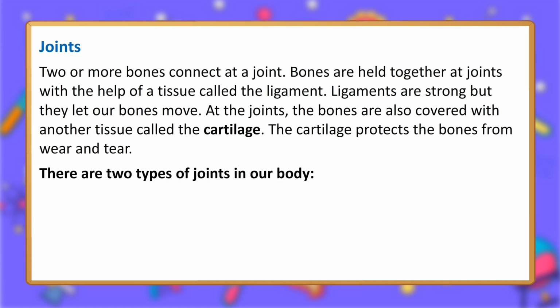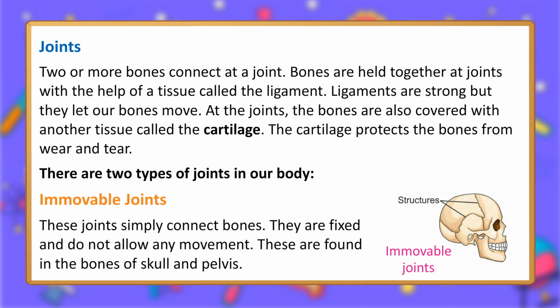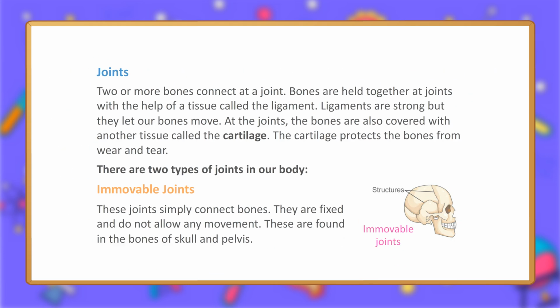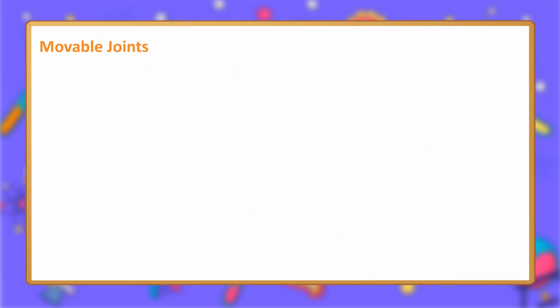There are 2 types of joints in our body. Immovable joints. These joints simply connect bones. They are fixed and do not allow any movement. These are found in the bones of the skull and pelvis.